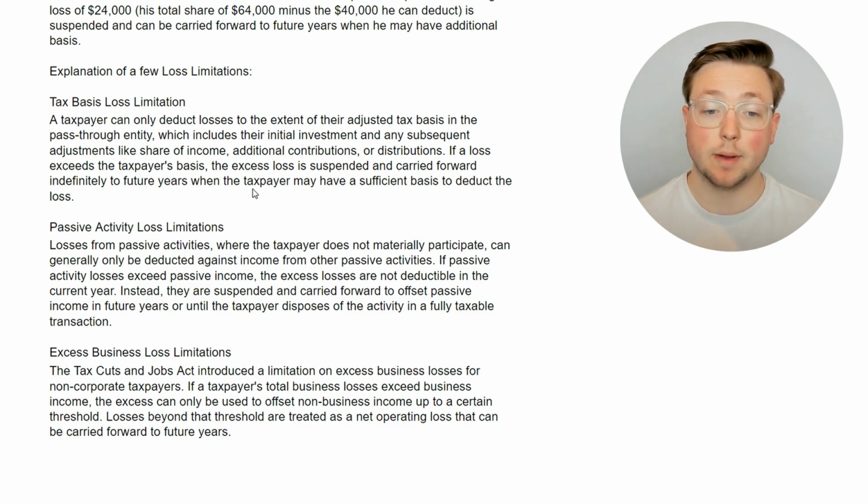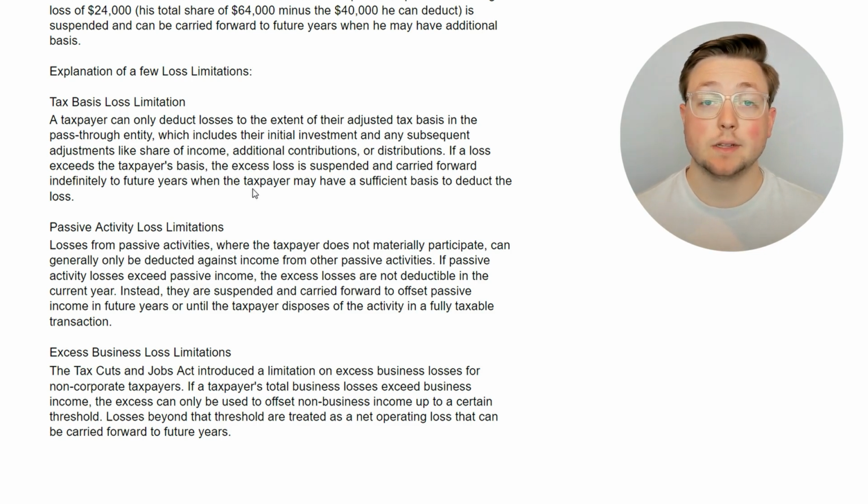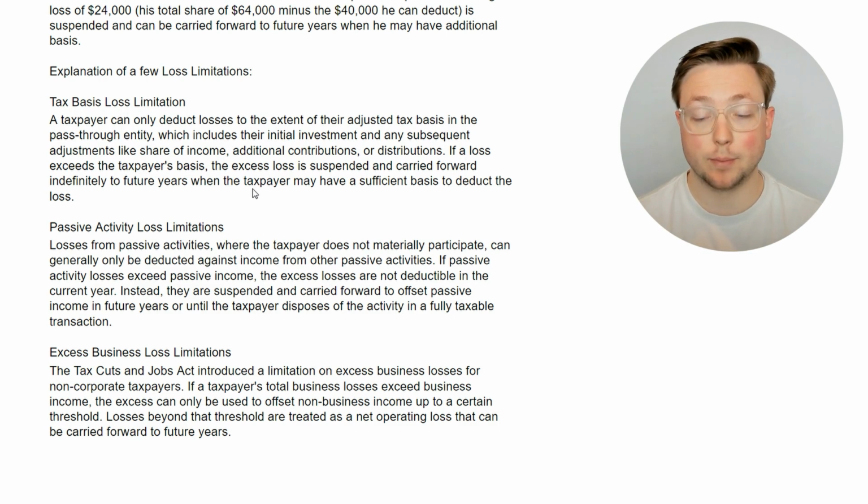Now let's go ahead and read about passive activity loss limitations. Losses from passive activities where the taxpayer does not materially participate, so basically they don't spend a ton of their time participating in this activity, can generally only be deducted against income from other passive activities. So let me say that one more time. Losses from passive activities can generally only be deducted against income from other passive activities.